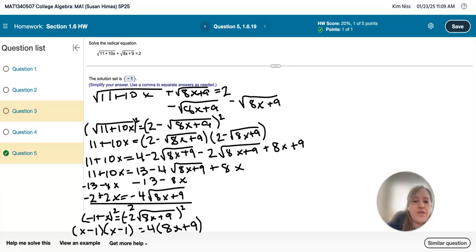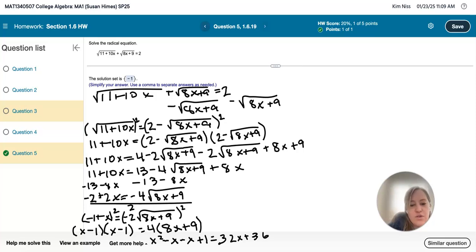Okay, so now on the left-hand side of the equation, you have to FOIL, just like you did above. So you have x times x, times negative 1. So you end up with x squared minus x plus 1 on the left-hand side. On the right-hand side, you just take this 4 and factor it in. So 4 times 8 is 32x. 4 times 9 is 36.